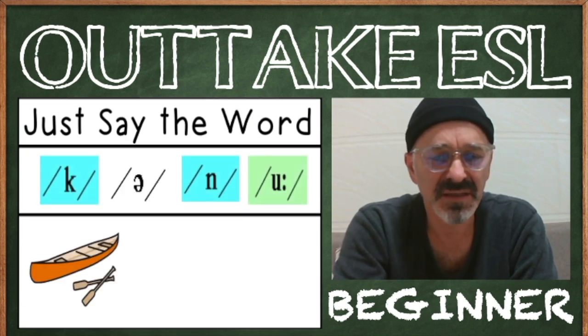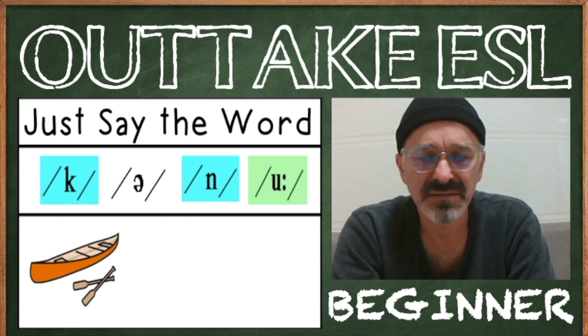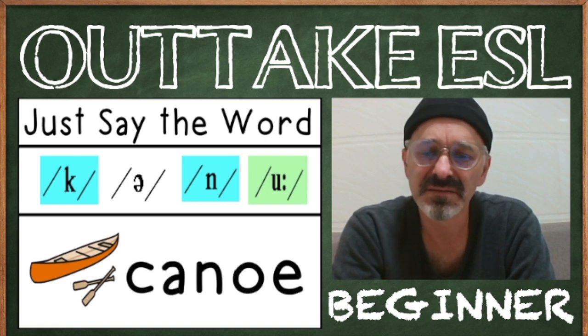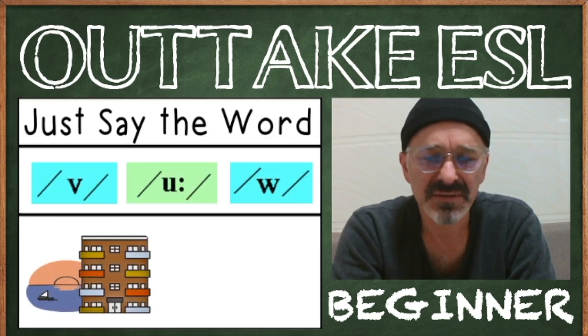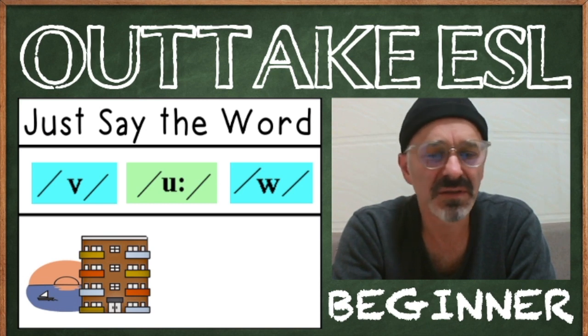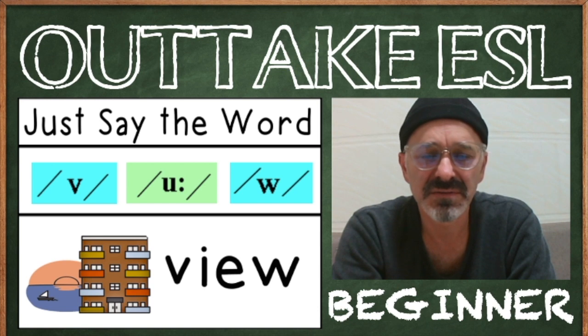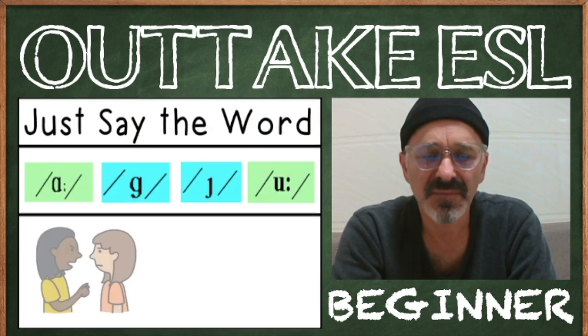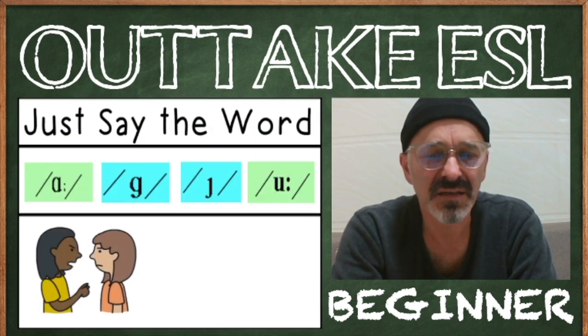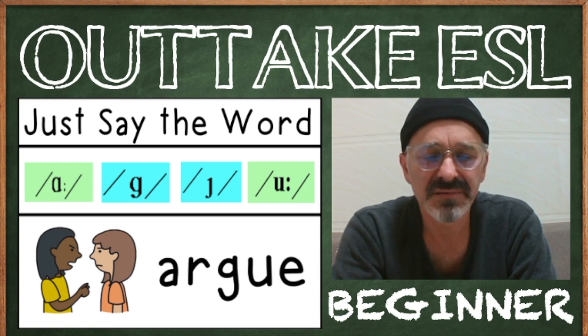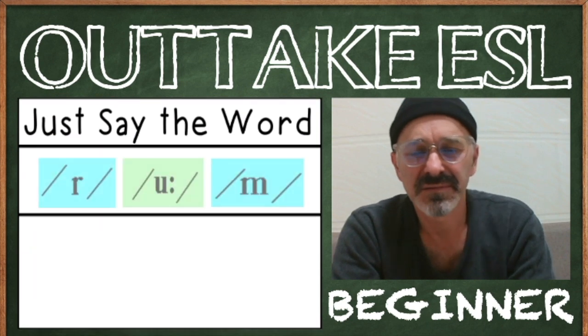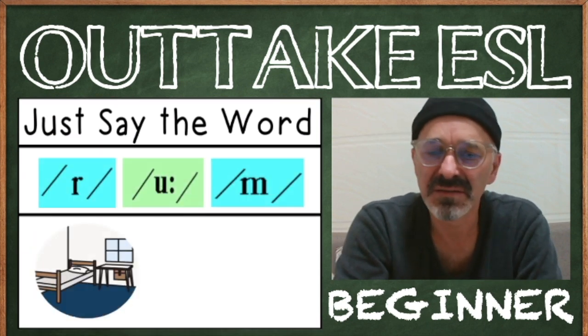So this is ka, canoe. The w, u. This r, g, y.